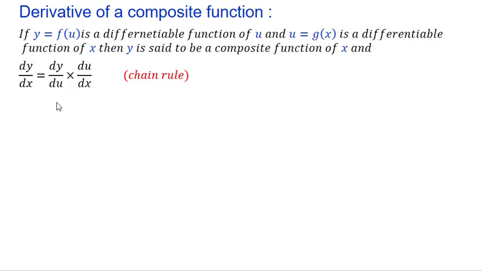So by chain rule, what I will do is first differentiate y with respect to u, as y is a function of u. Then I differentiate u with respect to x, as u is a function of x. So dy upon dx is equals to dy upon du into du upon dx.